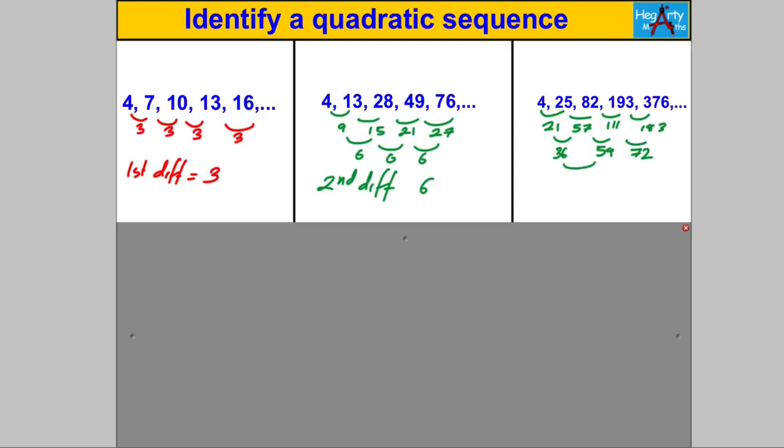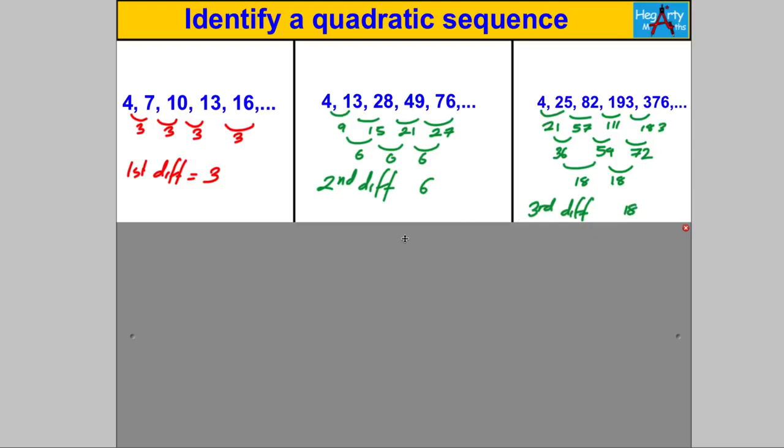But if I do the third difference out of interest, 54 subtract 36 is going to equal 18. And oh look, 72 subtract 54 is also 18. And this has got a third difference that is fixed, and the third difference here is 18. Let's try and see what this means.